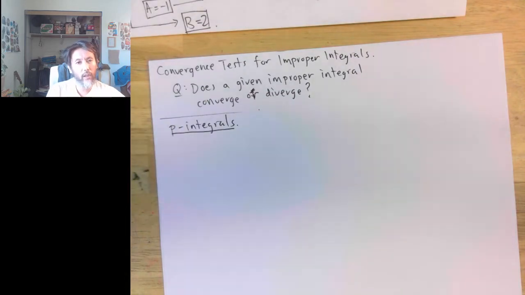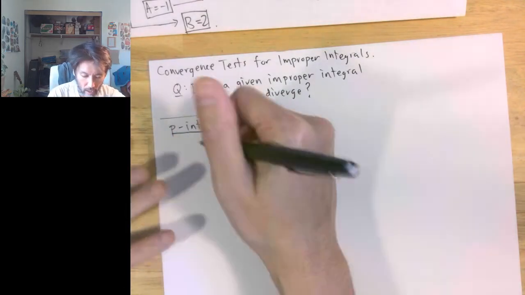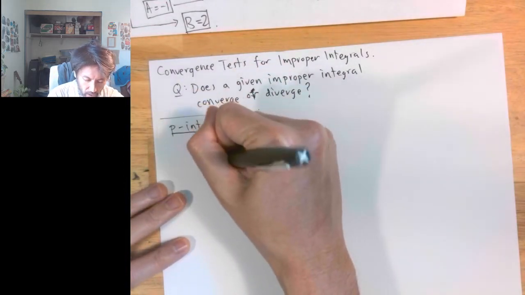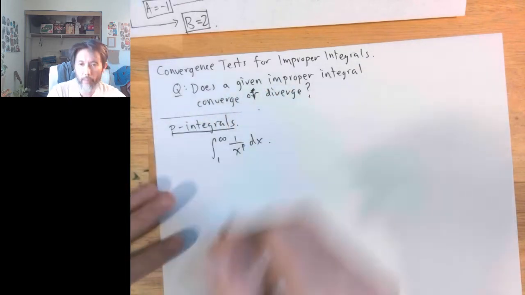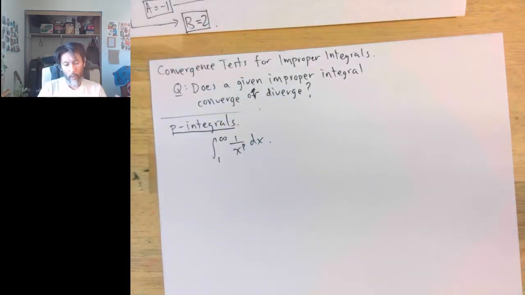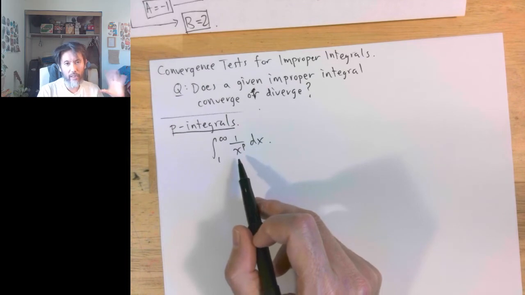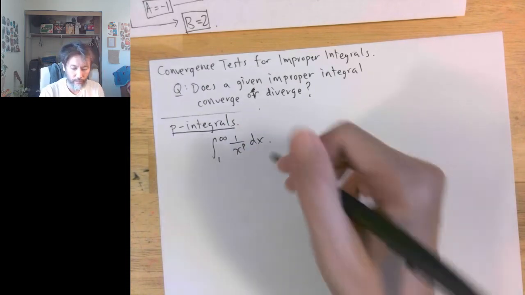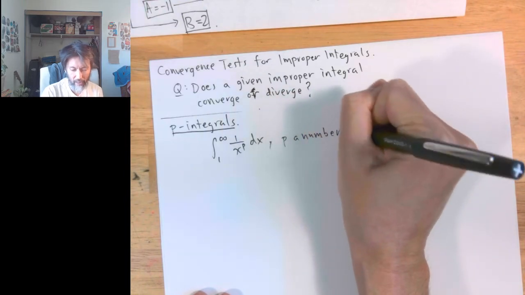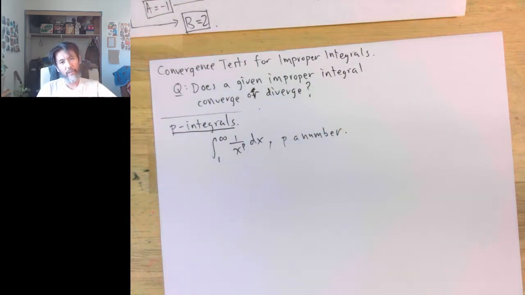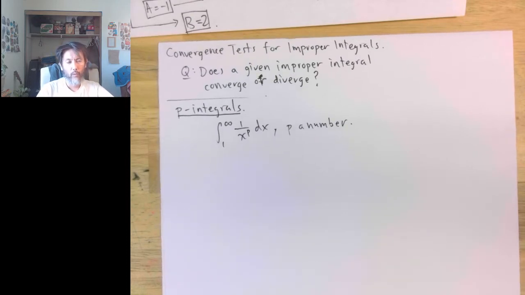So P integrals are a special class of improper integral. They look like this. The integral from 1 to infinity of 1 over x to the p dx. These are P integrals, where P here is just some number, and I'm not making any assumptions about what number it is. And, well, we've seen a couple P integrals already.